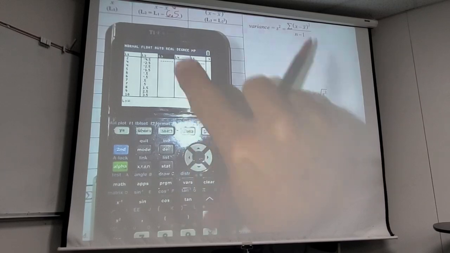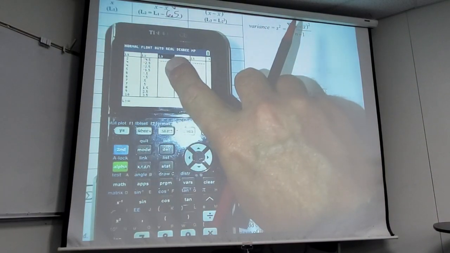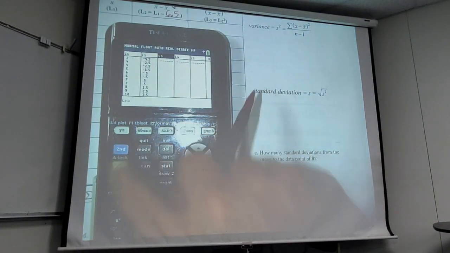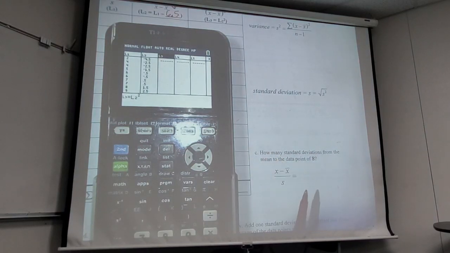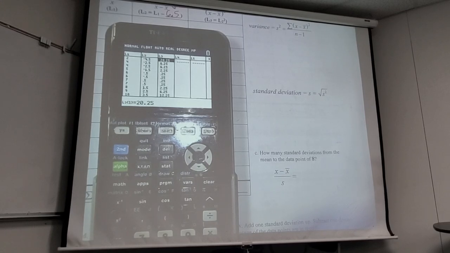I want L3, so that's a problem. I want L3 to be L2 squared. And again, that explains why we square root at the end.